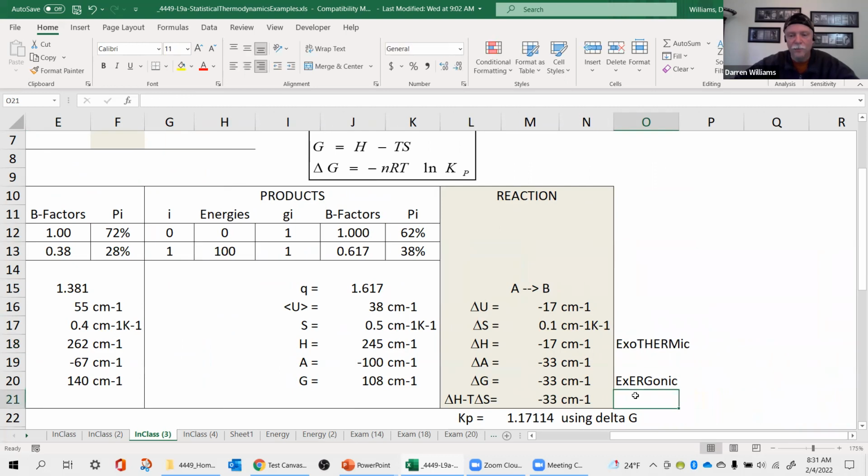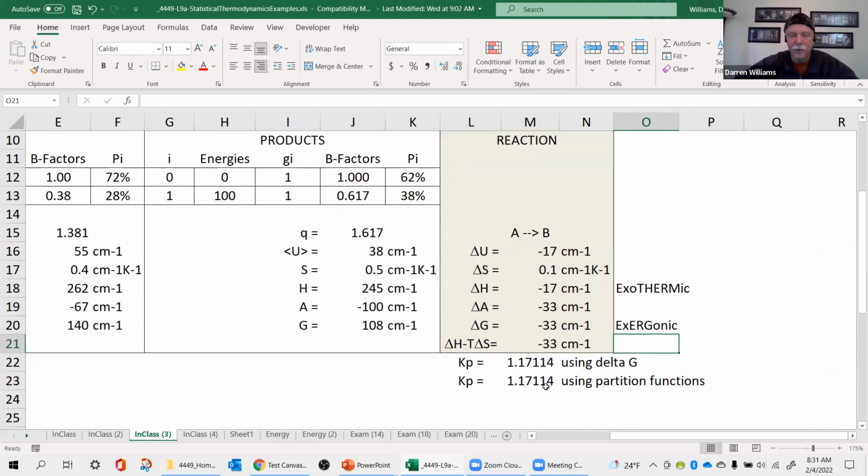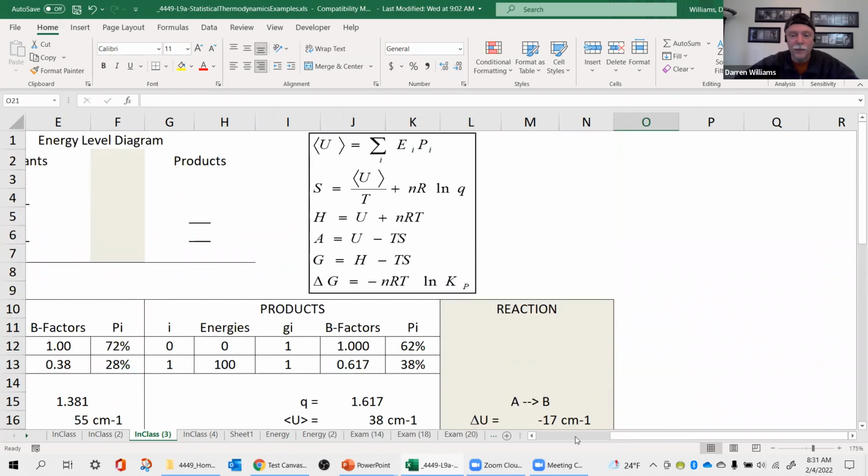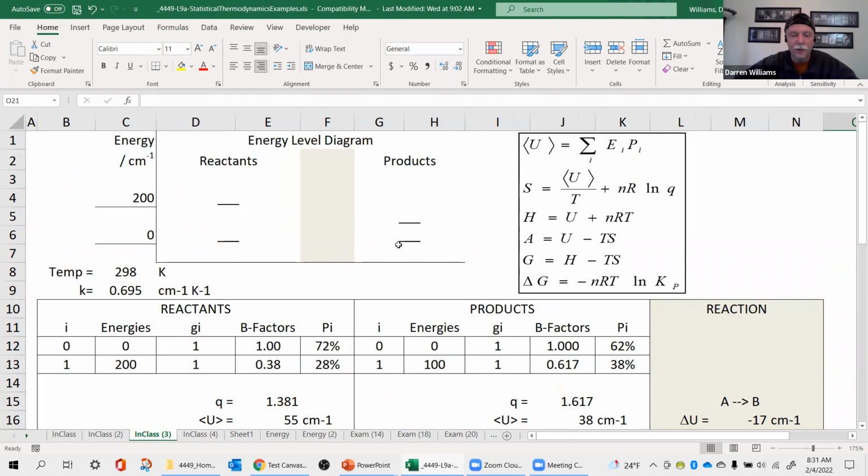And exergonic. Okay, so it's spontaneous expansion, and our equilibrium constant is greater than 1. So we're looking at this situation where we've got two levels that are closer together, so they're going to have a higher Boltzmann factor.